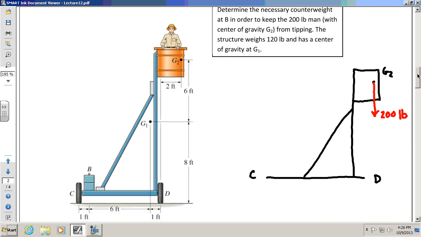It's the 200-pound force there. It's 2 feet from the tire at D, if you look down there. Okay? And then you got a weight force of the structure, I guess, which is putting it right here. And that is 120 pounds. Okay? At that point, G1. Right?